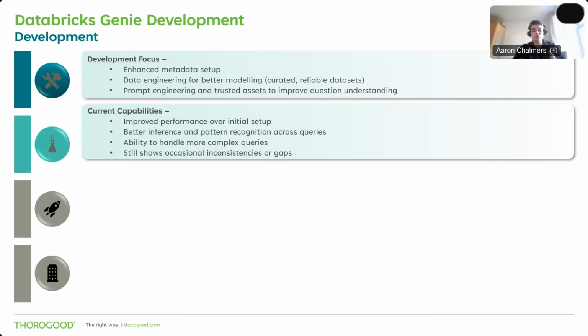This will result in an improved performance over the initial setup, with better inference and pattern recognition across queries and the ability to understand and handle more complex queries. There may still be the occasional inconsistency or gap, however, depending on the size and the complexity of your data. This is what we need to iron out as we improve the model and it increases in maturity.